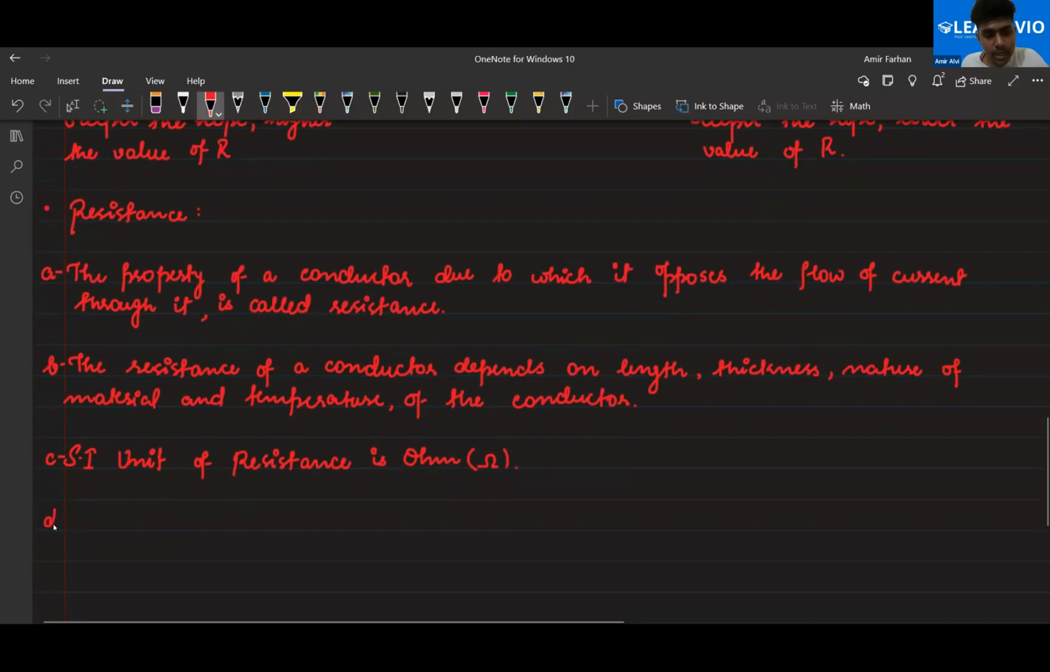Third and last point about this: in the exams, the question comes, define 1 ohm. In the previous topics, we have already discussed 1 volt, 1 ampere, 1 coulomb. So similarly, we are going to discuss this in Ohm's law as well, define 1 ohm. These are very common questions that come in the exam. So let's write it over here.